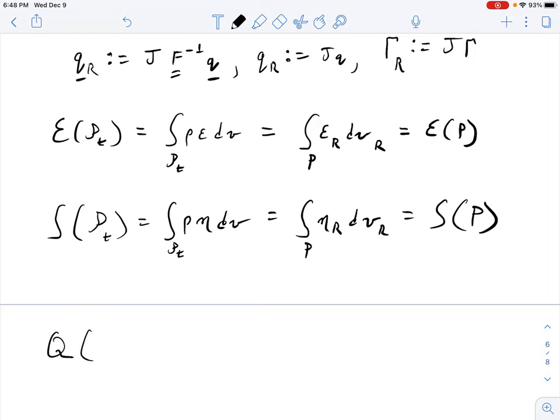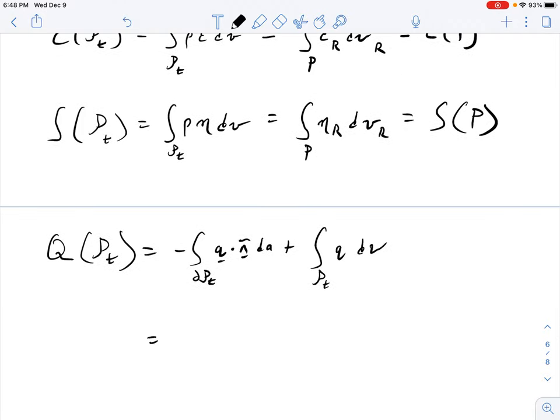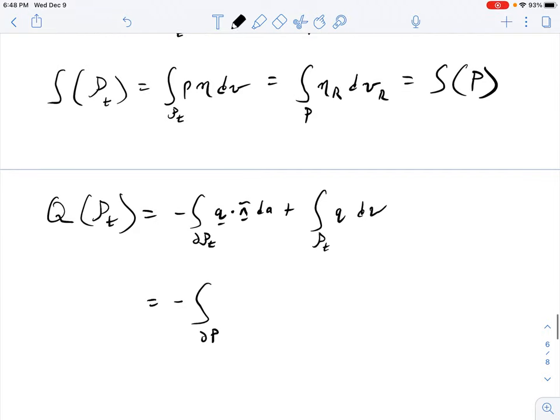And then the heat flow into that spatial region is equal to minus the integral over the boundary of q heat flux dot N dA plus the integral over the volume of the volumetric heat source dV, is equal to minus the integral over the boundary of the material region of q_R dot N_R dA_R plus the integral over the material volume of Q_R dV_R, is equal to Q of P.